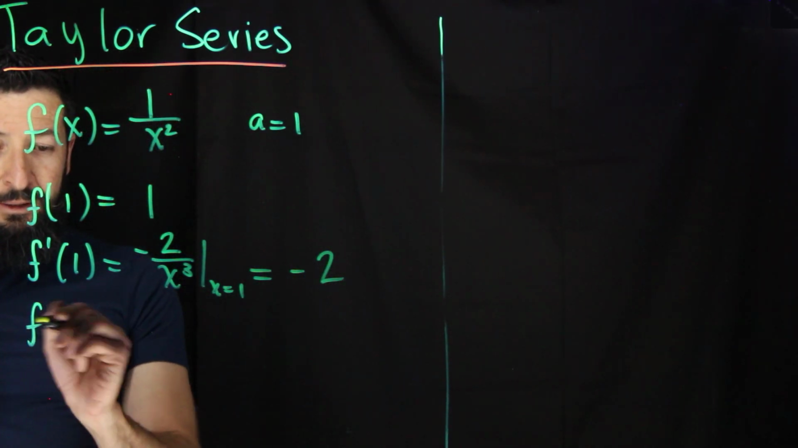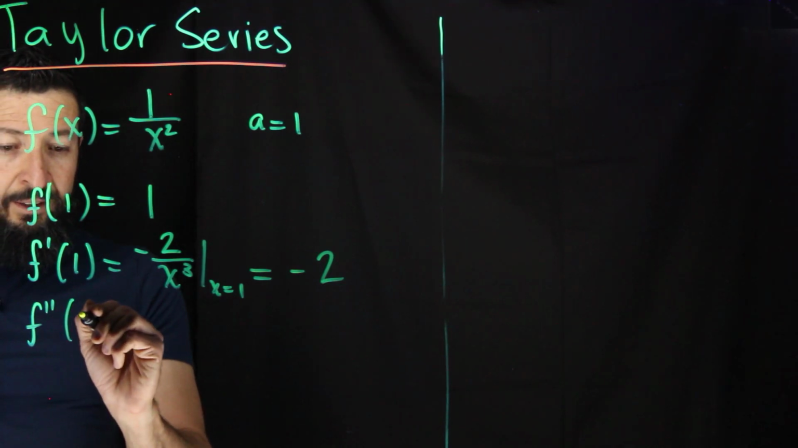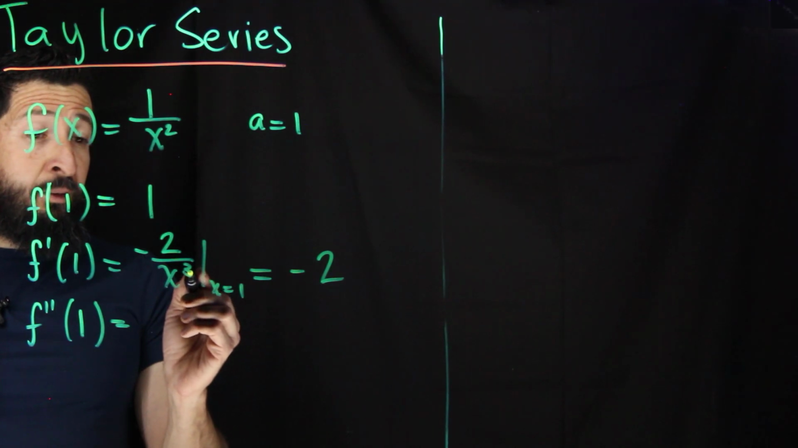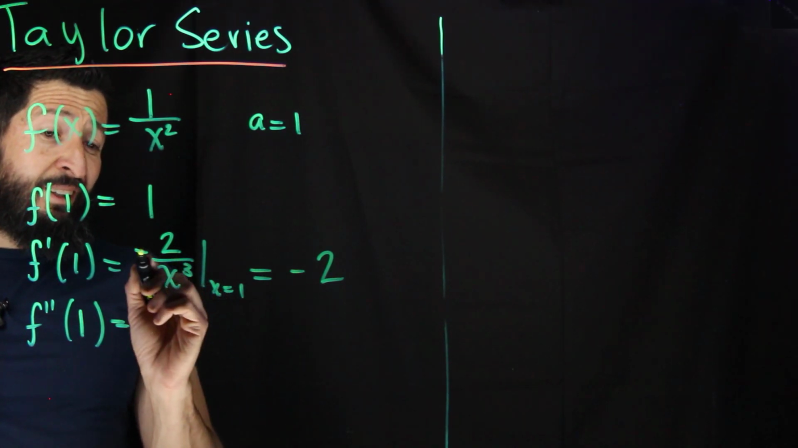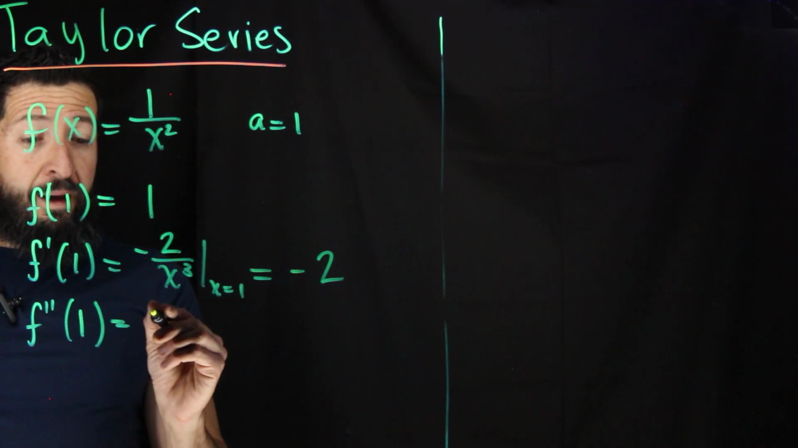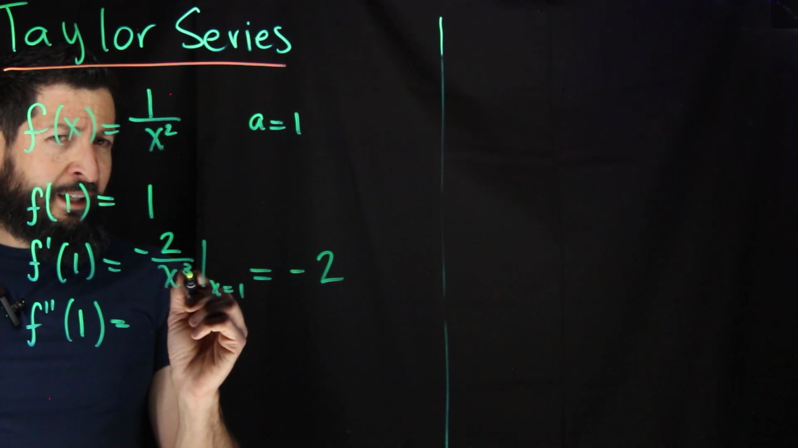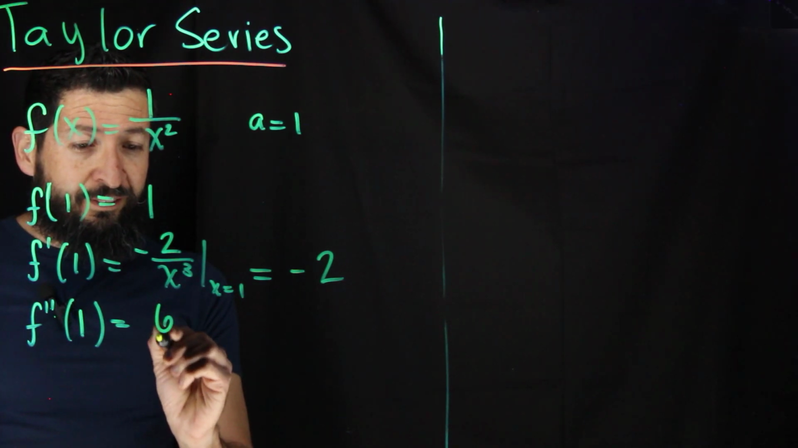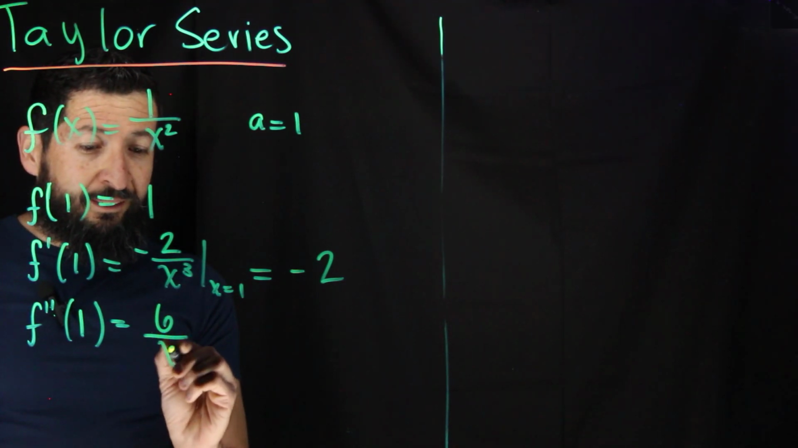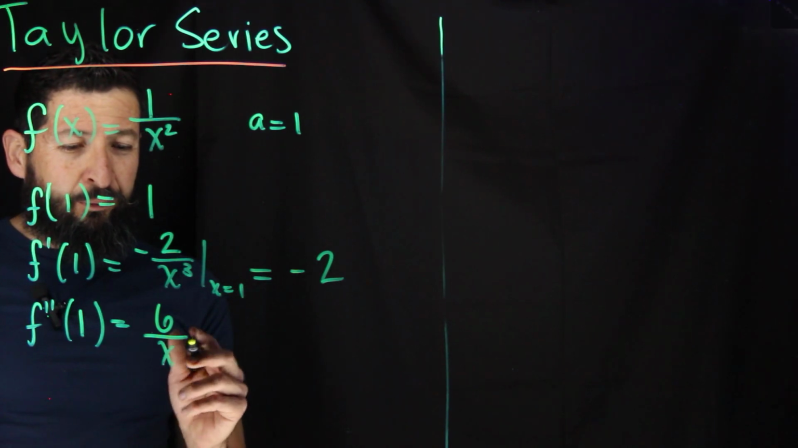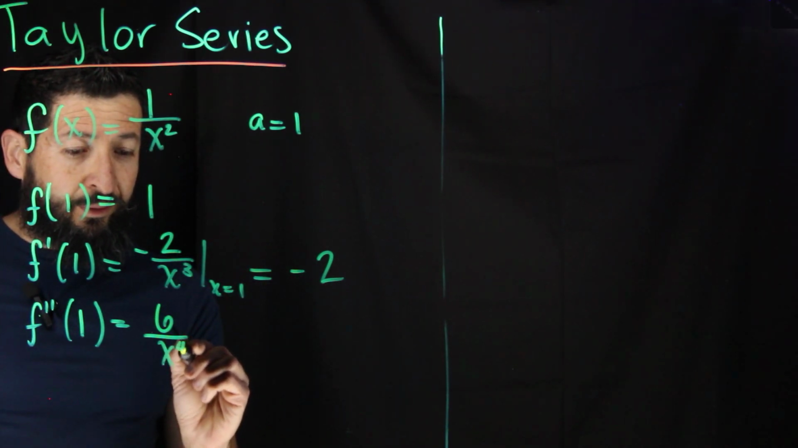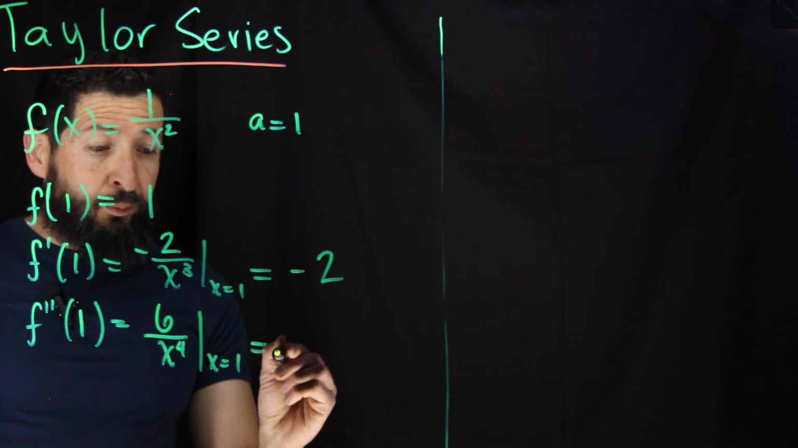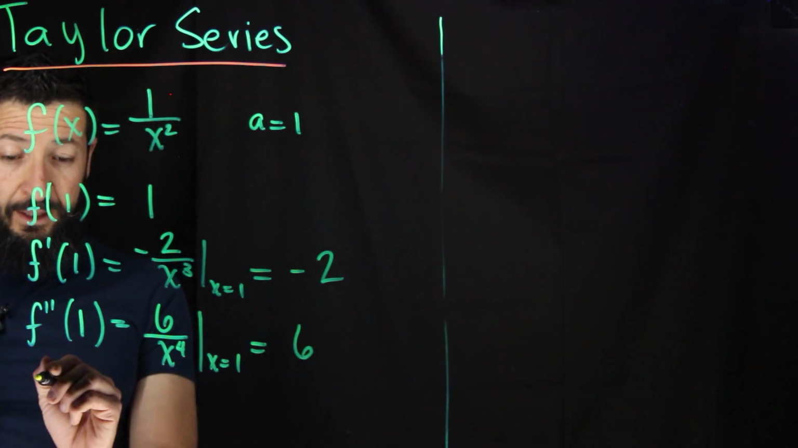And then my second derivative, evaluated at 1, is going to be the derivative of this, which is going to be negative 3 times negative 2. That's going to be negative 3 because it's in the denominator, right? So negative 3 times negative 2, which is going to be positive 6 over x, and then add 1 to the exponent in the denominator, x to the fourth, evaluated at x equals 1. That's going to be positive 6.